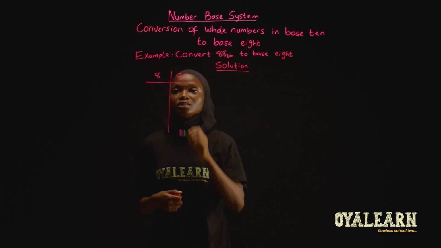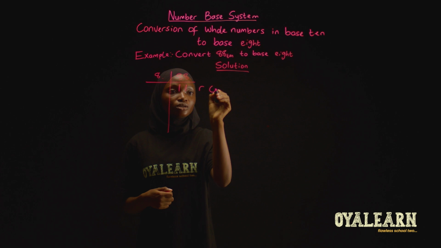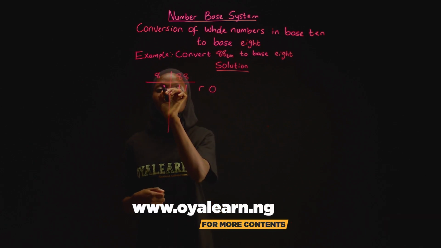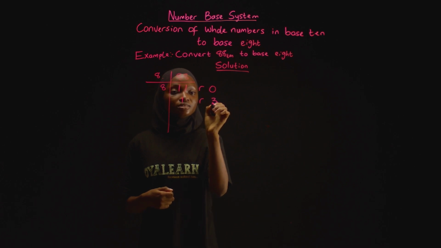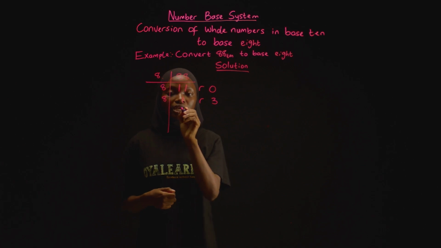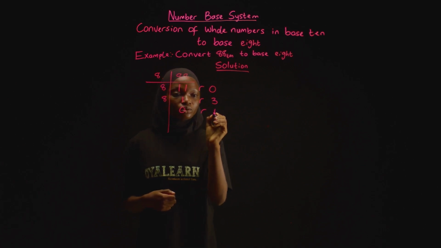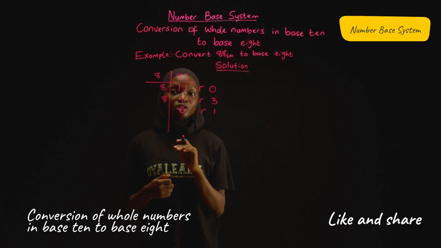Then we'll divide. 8 in 88, you have 11, remainder 0. We divide again by 8. 8 in 11, 1, remainder 3. Divide again by 8. 8 in 1, that's 0, remainder 1. Here, further division is no longer possible.